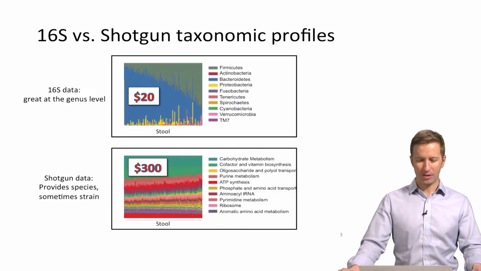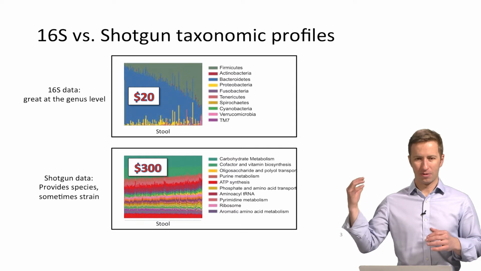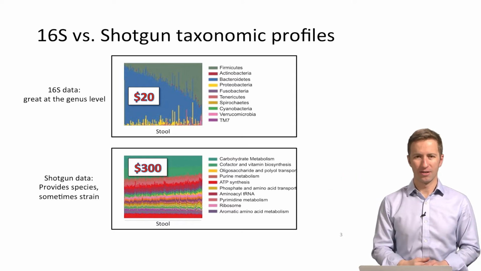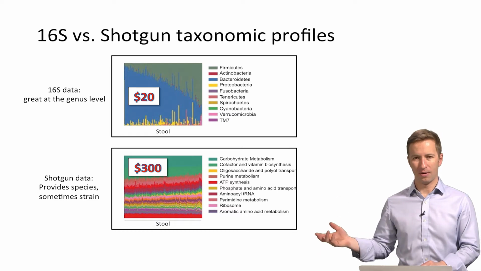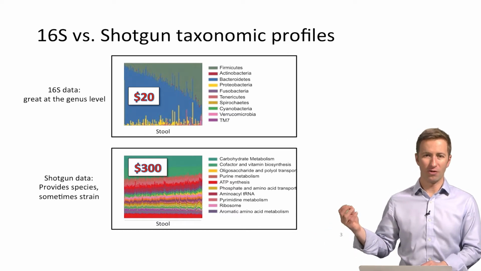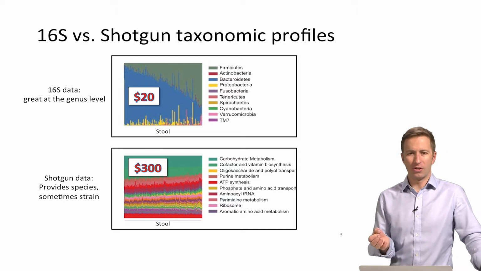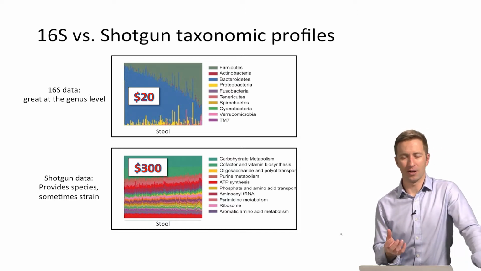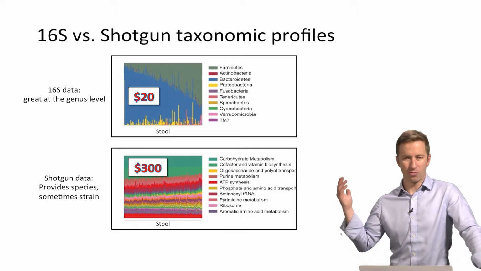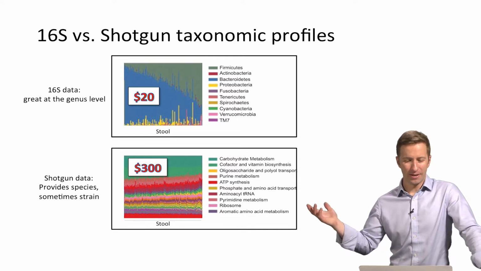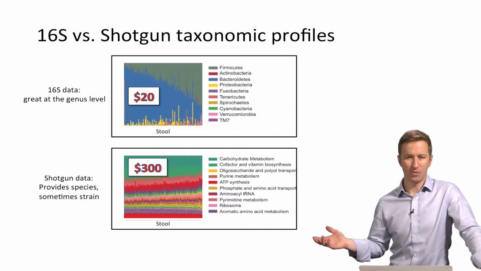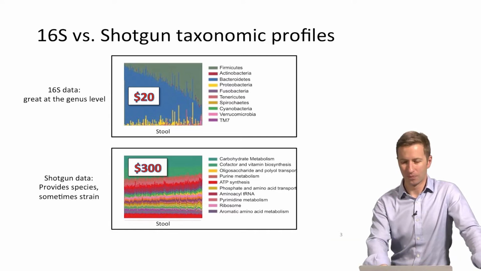Now, we already discussed how the prices are different between shotgun and amplicon sequencing. And of course, shotgun gives you higher fidelity estimates of the functional repertoire, but it also gives you higher fidelity estimates of the taxonomy or taxonomic composition. So 16S is great at the genus level. Shotgun data can get down to species and sometimes even strain level.